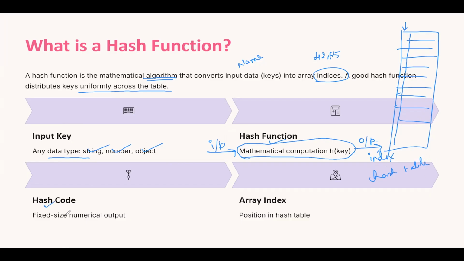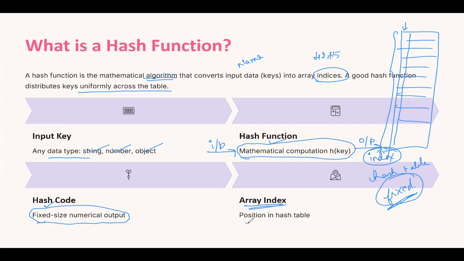Okay. Then we have the hash code, a fixed size numerical output. This hash code is nothing but the output of this particular mathematical function, which you also call the index. This is going to be of fixed size. It has to be fixed size because it will be used as an index in our hash table. So it cannot exceed, whatever the input value may be. The job of this hash function is to convert that into a fixed size output. And the array index is nothing but the position in the hash table. For example, if the array is starting from 0, 1, 2, 3, that is nothing but the position of this hash code in that particular hash table.